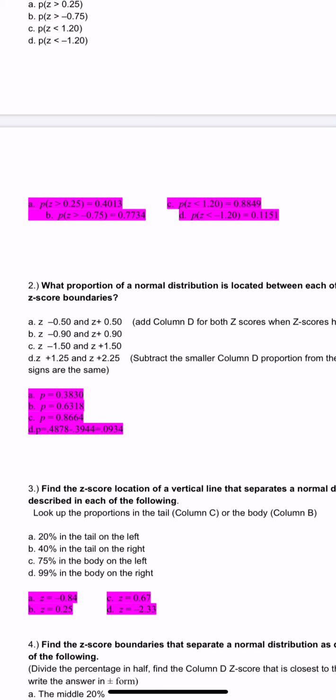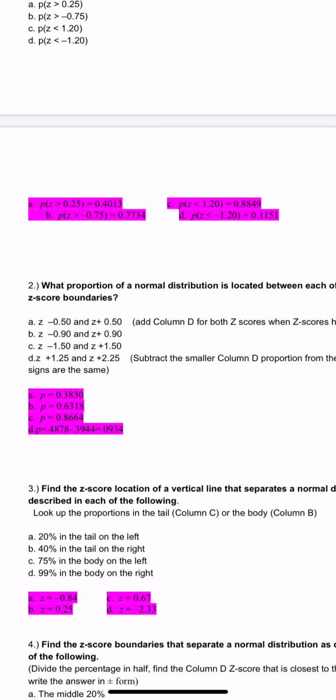So between negative 0.5 and positive 0.5, you just go to column D and you add column D twice, for both of them. So column D for a negative 0.5 plus column D for a positive 0.5. You do the same for negative 0.9 and positive 0.9, and the same for negative 1.5 and positive 1.5.